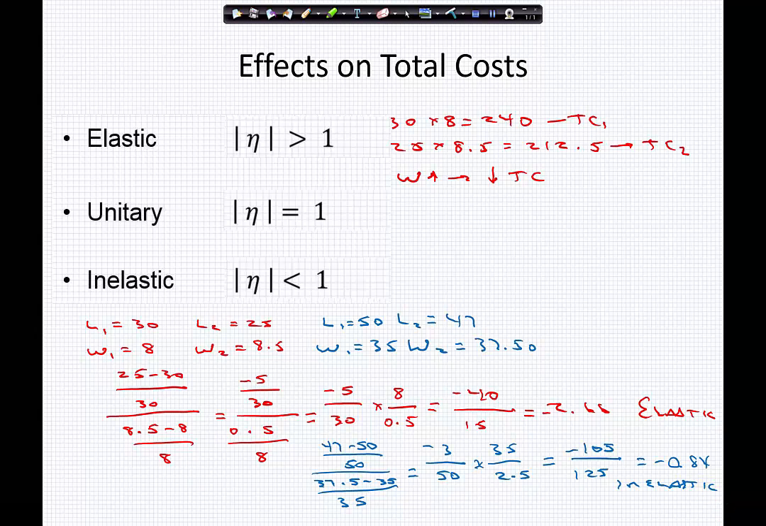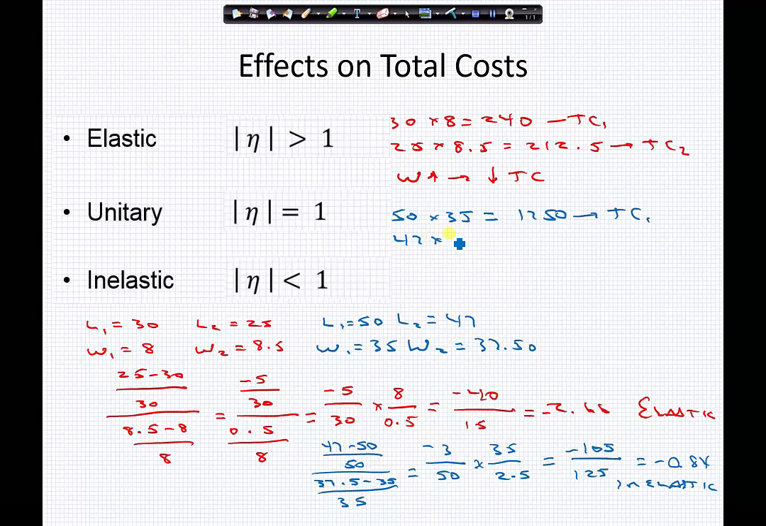Well, let's see how this plays out in terms of total costs. We can take, once again, 50 times 35 for our original total cost. This is simply wage times labor, or in that case, labor times wage. And that's going to yield for us 1,750, and that will be our TC1. And then we can multiply 47 times 37.5, labor times wage, again, is our total cost.